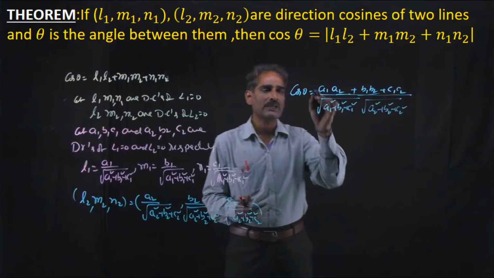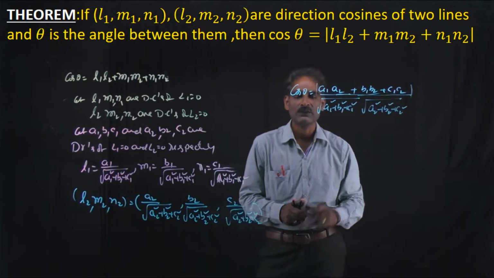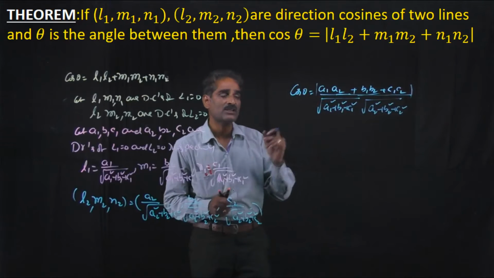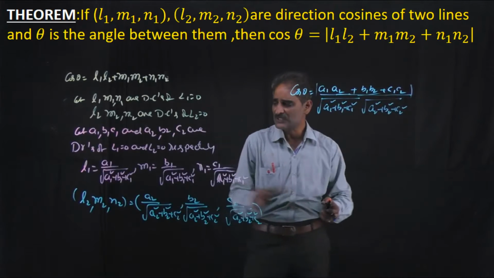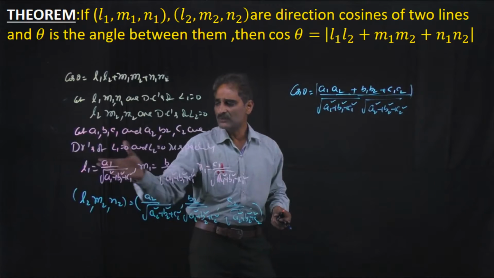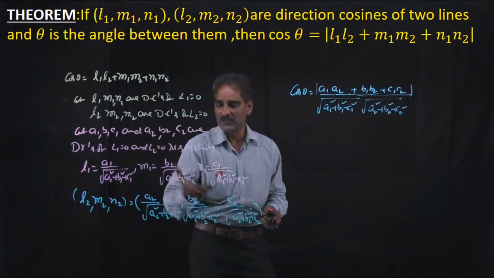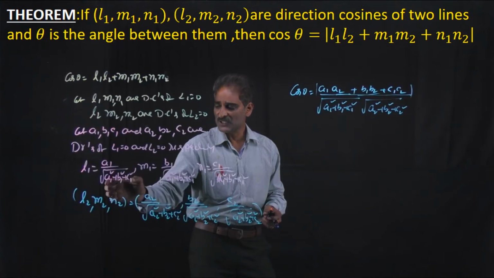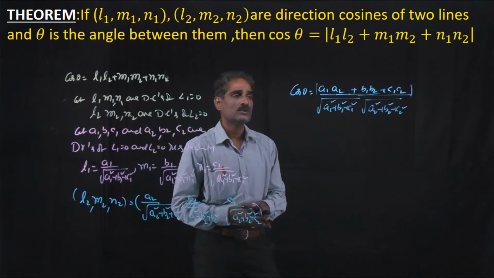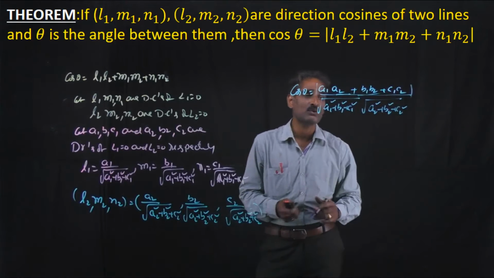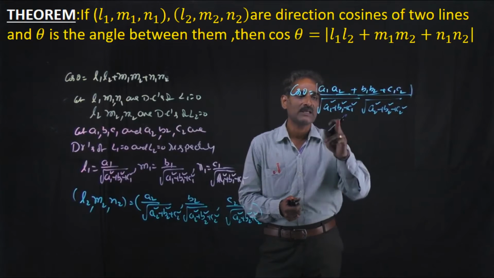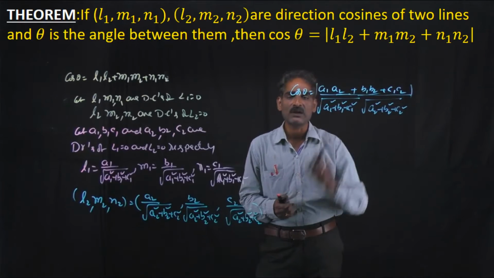For an acute angle, we should take the modulus value. This is the formula for cos theta in terms of DRs. Just replace L1, M1, N1 by these values. The denominator is the same, the product of these two terms. So here cos theta is equal to A1 A2 plus B1 B2 plus C1 C2 by these two terms. This is the formula for cos theta.